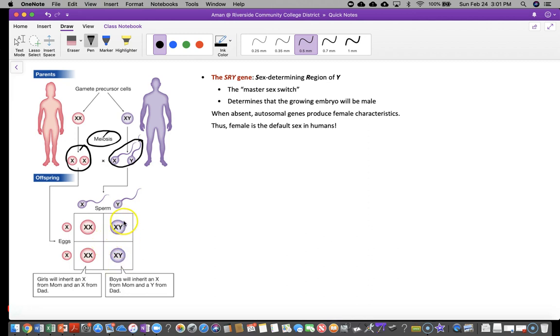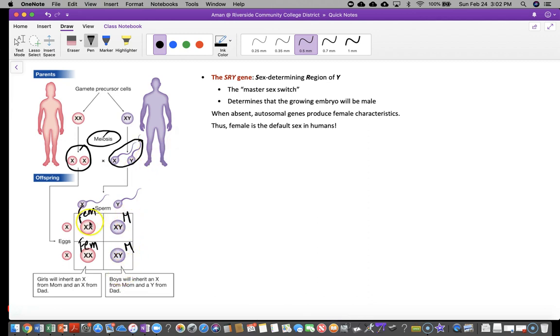So if I ask you how many males and females are produced here, you can tell that this XX is going to be a female. We also know this XX is going to be a female. We know this is XY, so this is going to be a male, and this is also XY, so this is going to be a male. So we can tell that there's a 50-50% chance of getting a female or a male, a daughter or a son.